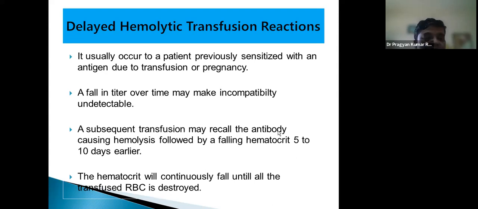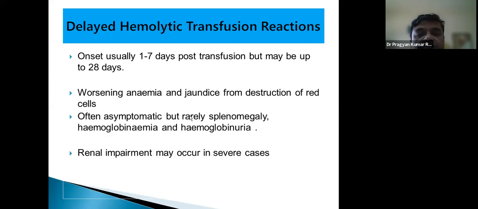So this is a transfusion reaction which occurs a little bit delayed, 5 to 10 days after transfusion, and it continues to happen unless all the transfused cells are destroyed. It's a slow type of reaction which may not be life-threatening and occurs on a delayed basis. Onset is usually 1 to 7 days post-transfusion, but may be up to 28 days.